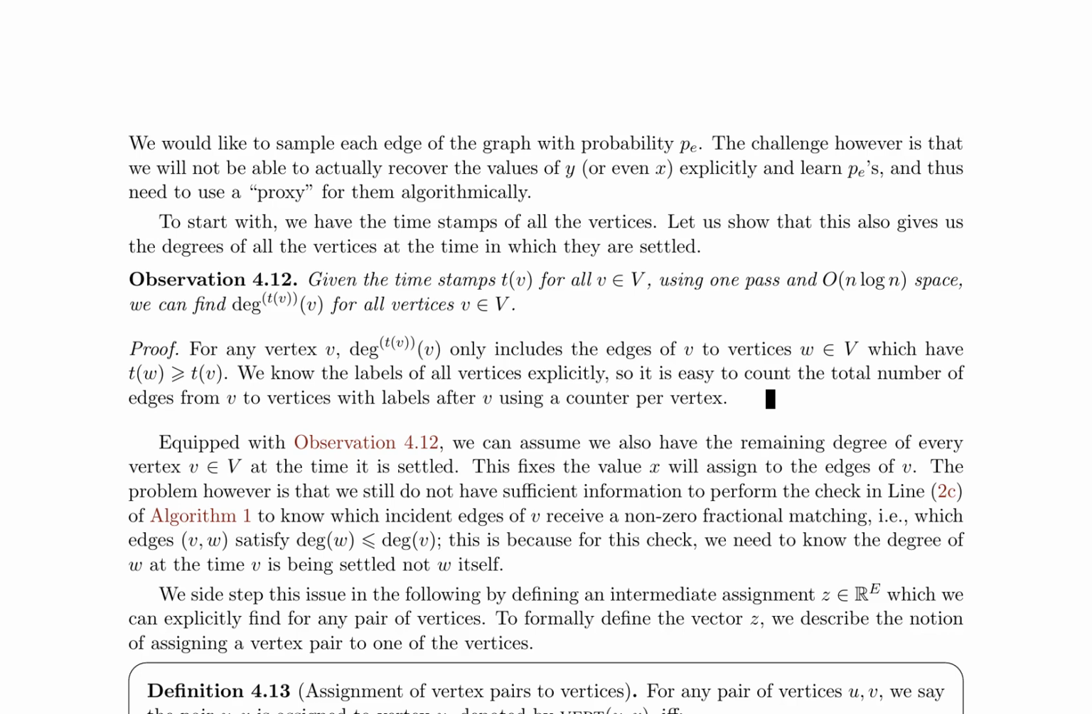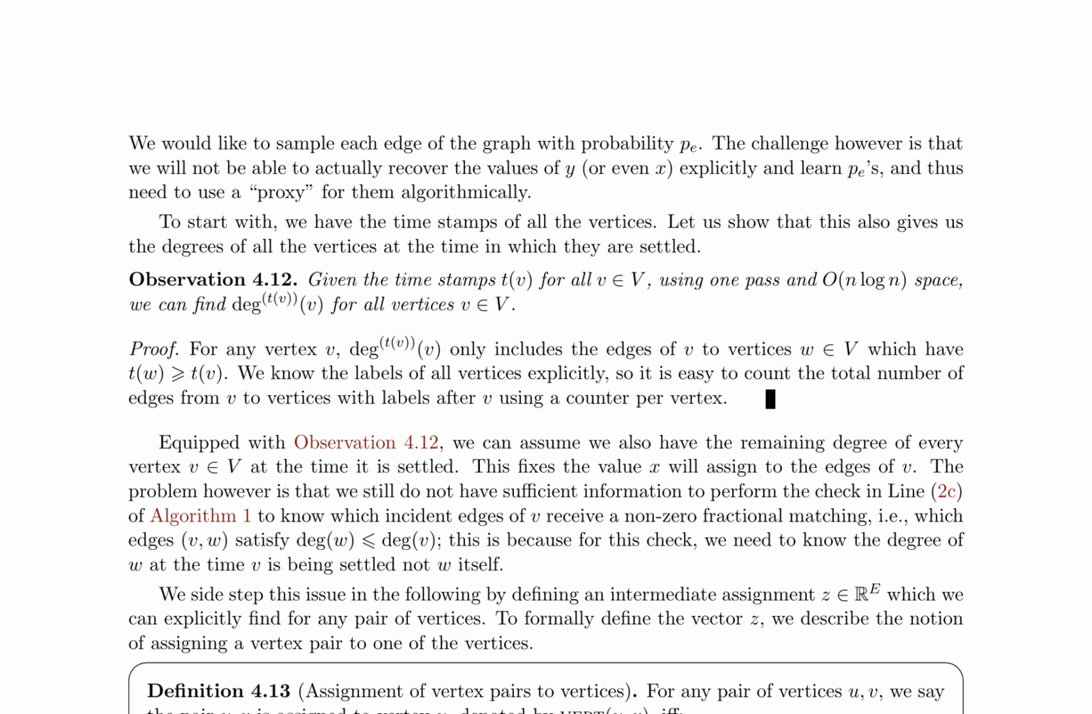Sampling each edge in a graph with probability p_e is a challenging task, particularly when the values of y or x are unknown. To address this, the authors propose an algorithmic approach using a proxy for these values. By leveraging the timestamps of all vertices, the algorithm can determine the degrees of all vertices at the time they are settled in a single pass, utilizing O(n log n) space. A key component of this approach is the introduction of an intermediate assignment vector z, which can be explicitly calculated for any pair of vertices.